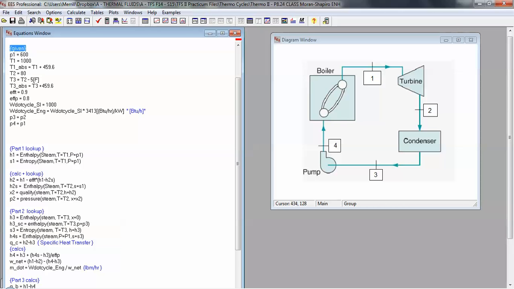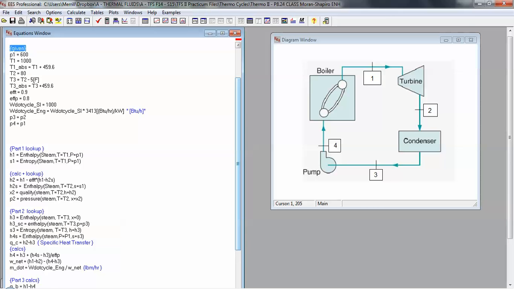I like to usually input into the diagram window a state point diagram so I know exactly what I'm talking about here. P3 and P2, does that make sense? Yeah, there's no pressure drop through the condenser in this case, and no pressure drop through the boiler. In an actual boiler and condenser, there will be pressure drops, but this is a relatively simplified Rankine cycle.